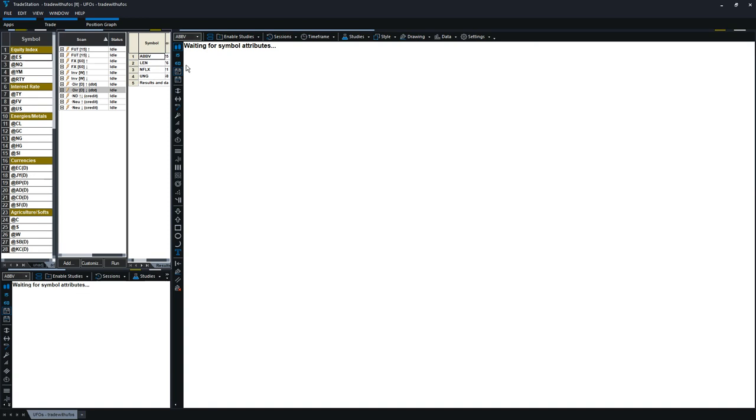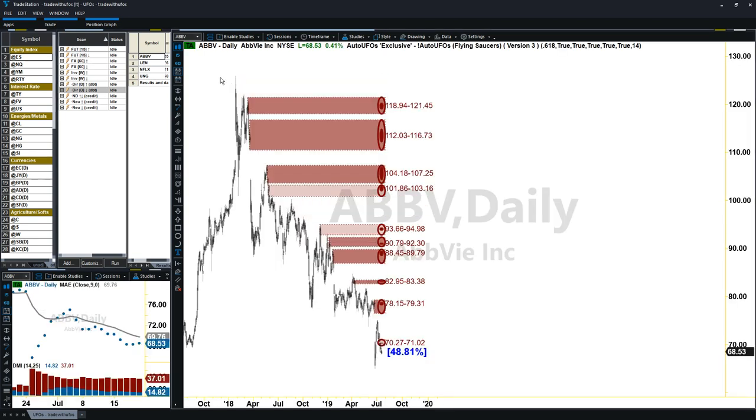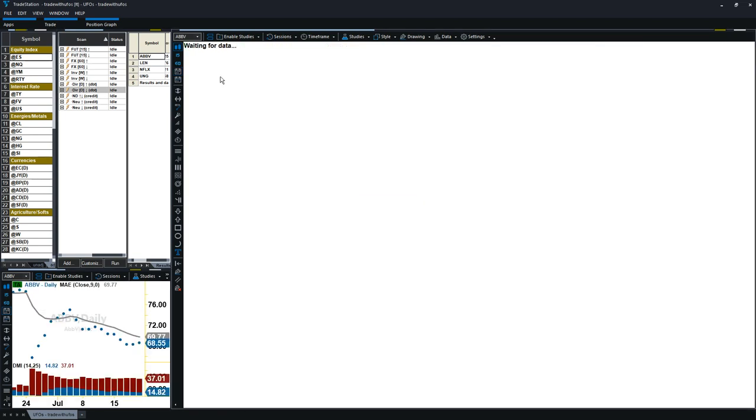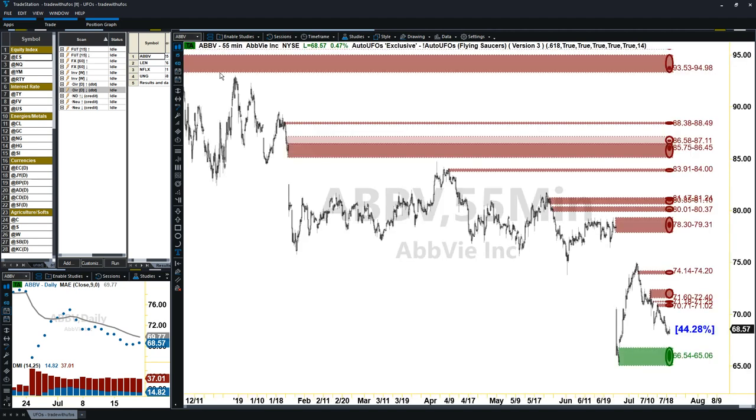Daily time frame for ABBV. Switch to 55. This one is ready. So yeah, what do we have here? We got 44%. That would not be acceptable for a directional trade.